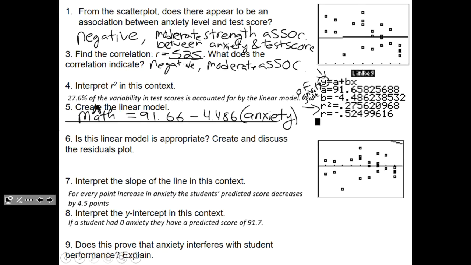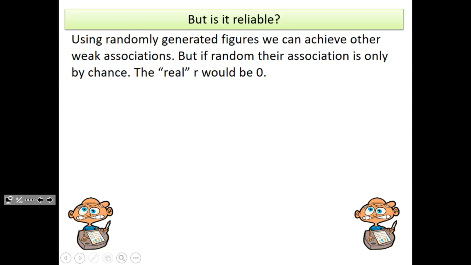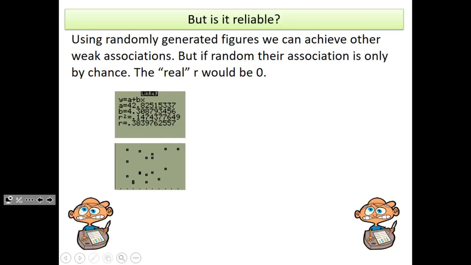Okay. So let's see, though, what's going on here. We're assuming that this is true, but we don't know it's actually true yet. That's where our test is going to come in. It's going to help us determine, is this reliable information? Because I can use randomly generated figures and also get some weak associations. But if it's random, they're associations by chance. The real R would be 0. So I did some before, and I got an R of 0.383.